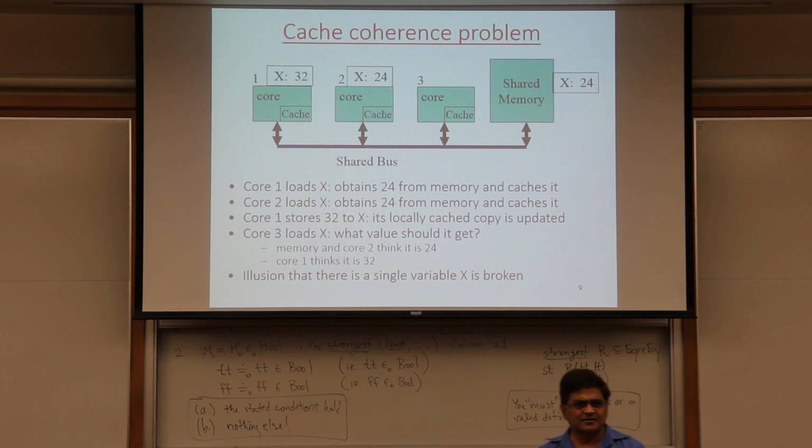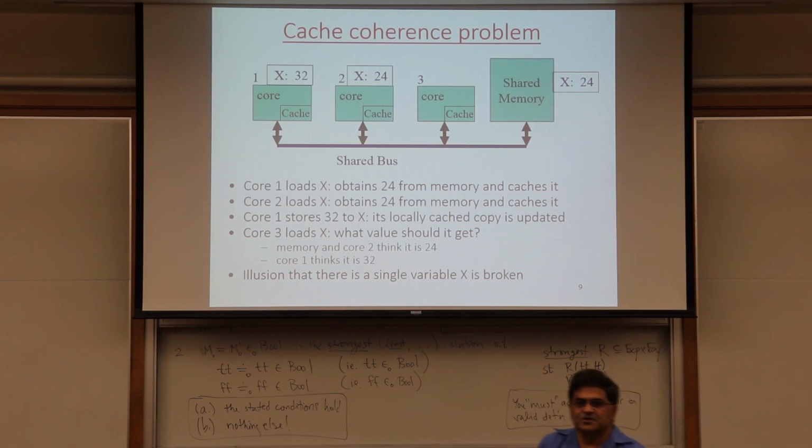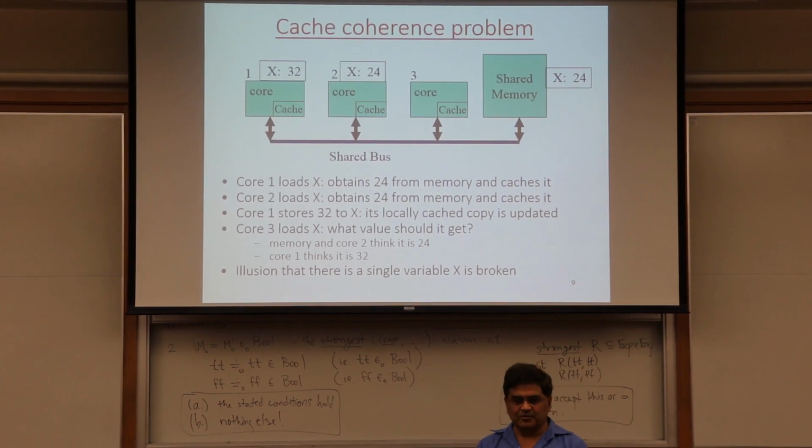Questions? Is this clear? So basically, when you have caches and you have a multi-core processor, each cache needs to be aware that there are other caches in the system. That's what we're saying. Another question is, what does it mean for them to be aware? That's what I'm going to tell you about.